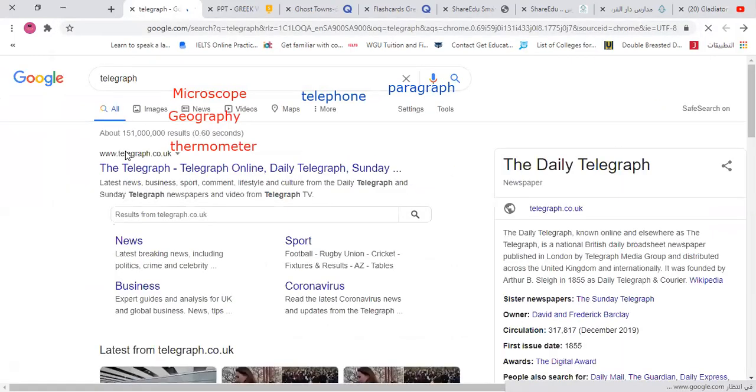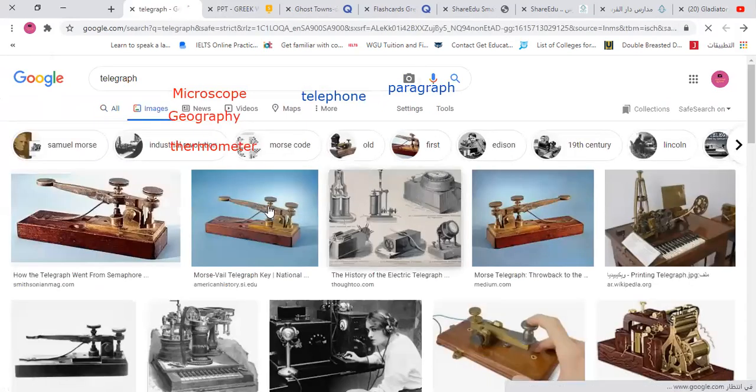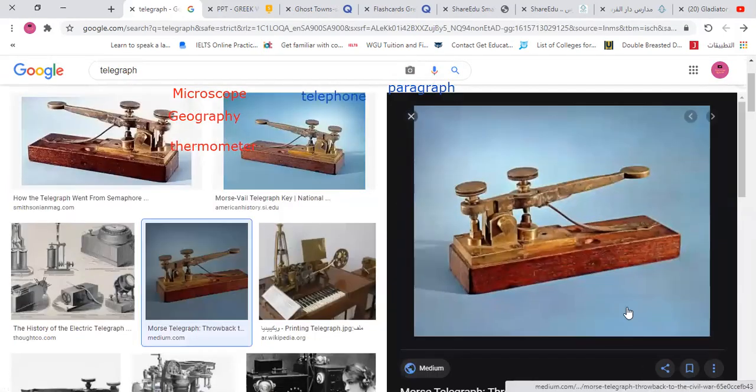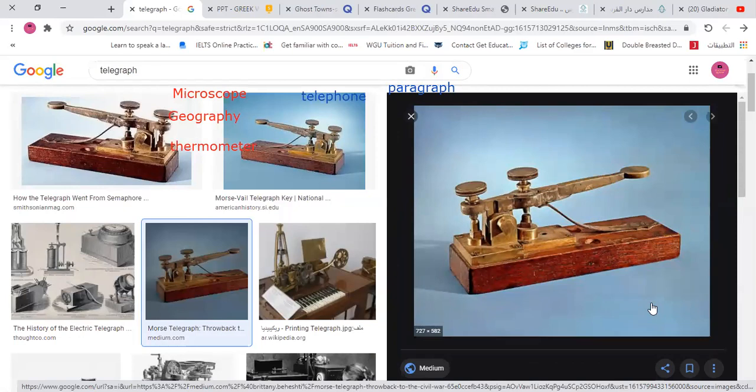Telegraph, it's a device that people used in the old times to communicate with each other. This is the telegraph. They used it before the phone. Before inventing the phone, they had to communicate by sending letters or something. Before having the telegraph, they used to have birds, like pigeons.